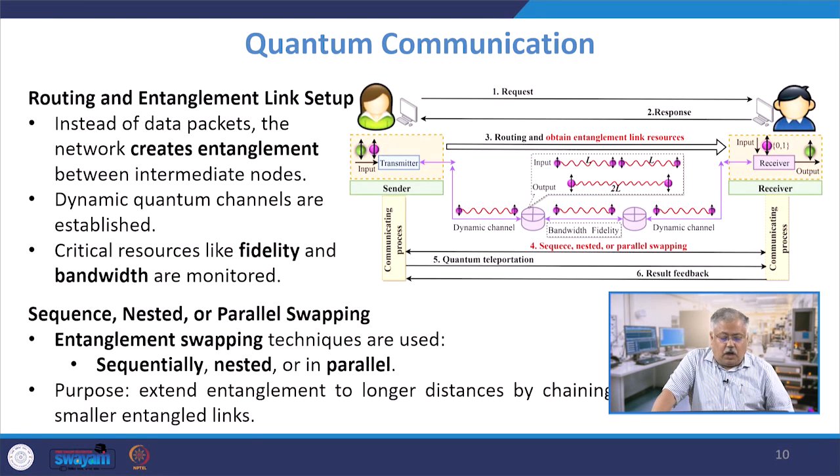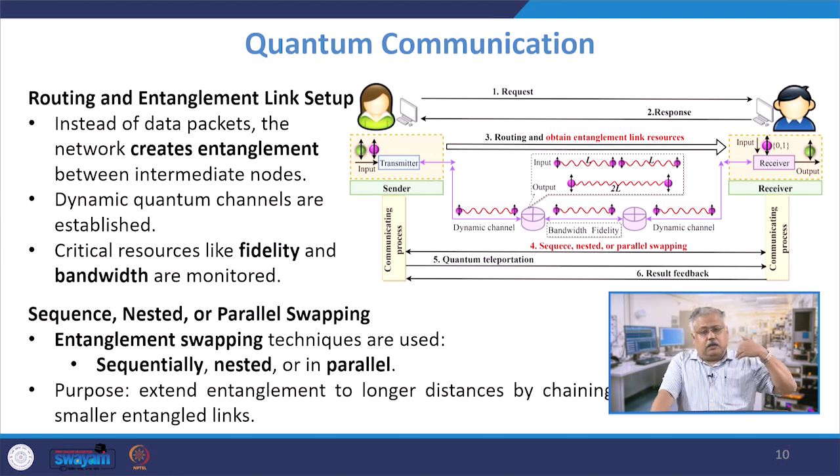Now how to do routing and entanglement link setup. Now instead of data packets, the network creates large amount of entanglement between the intermediate nodes. So which means that if you have, say, 4 intermediate nodes, then by the understanding of entanglement theory, you very well know that if you are able to predict the state of the qubit in any one of the nodes, you will be able to predict the state of the other qubit which is traveled at other nodes which is forward of them, right. So this is basically known as entanglement which is happening.